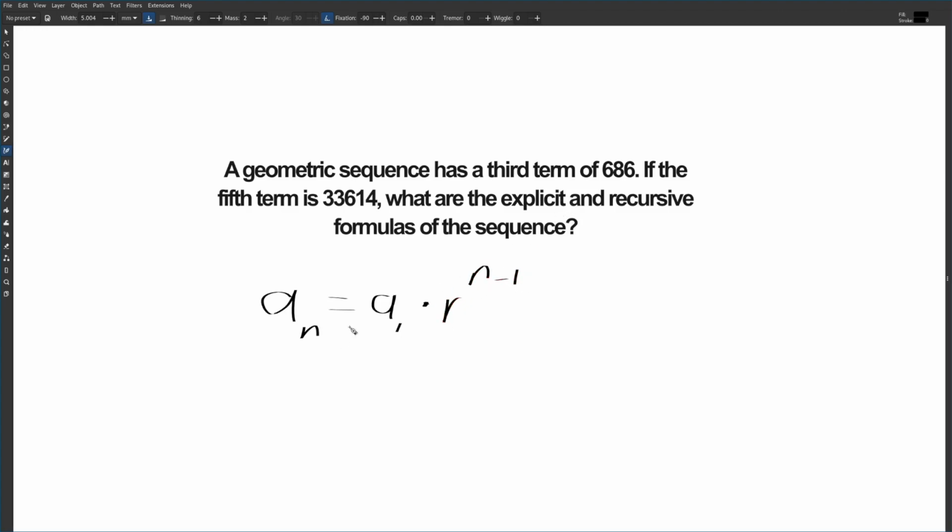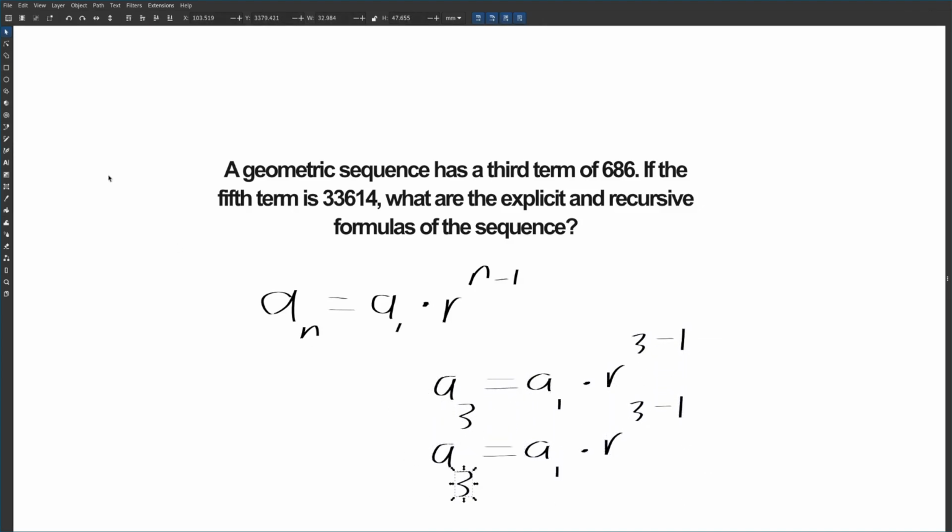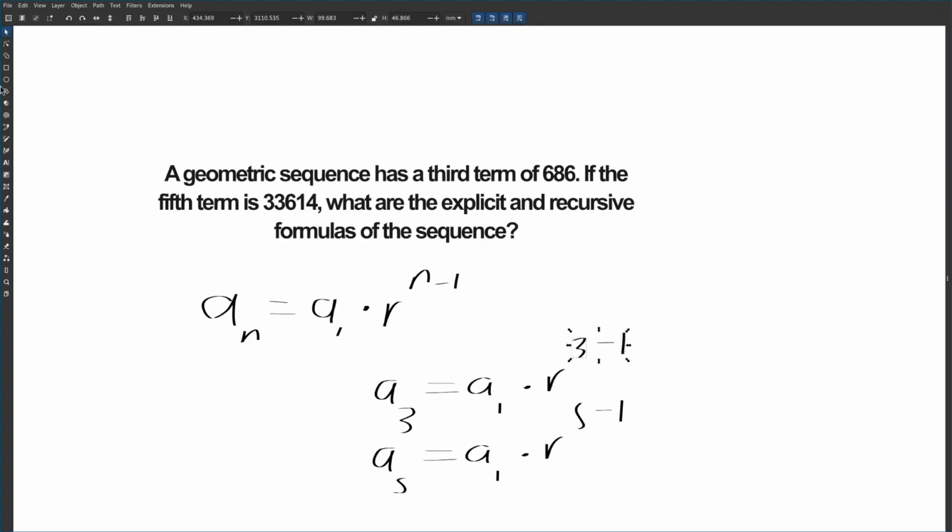And we're going to put in what we do know. Okay, so we know the third term is 686. We can write it like this. A of 3 is equal to a of 1 times some ratio we don't know yet to the power of n minus 1. And here, if we put in 3 for n, we're going to put in 3 minus 1. And we do the same thing for the fifth term. Okay, and simplify these exponents. 3 minus 1, I hope you know what that is. That's 2. 5 minus 1 is 4.